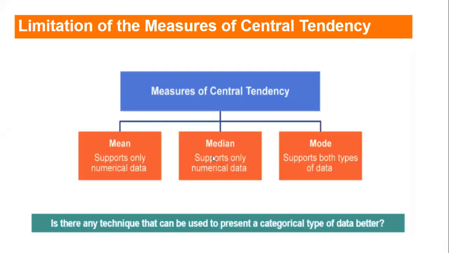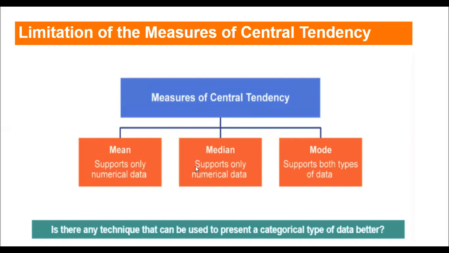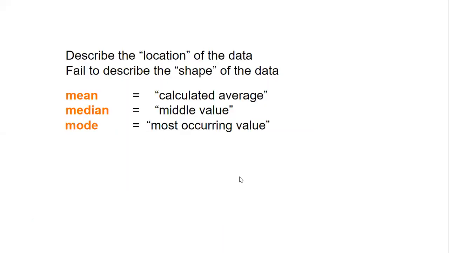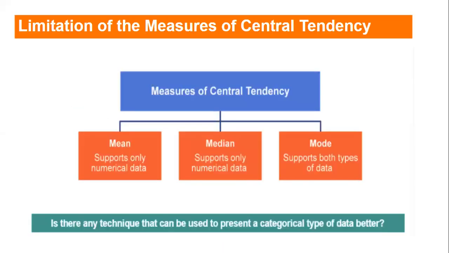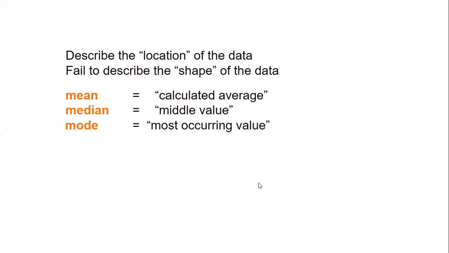Now, as I told you, what is the limitation of that? Is there any technique that can be used to present categorical data better? For numerical data, it's fine. We can use mean, median, even mode also, right? But is there any other way to present categorical data better? So yes, there is. What is that? That is measures of dispersion. Okay, so that's the answer to this question. But we will not talk about the measures of dispersion right now. We will first understand the central tendencies.